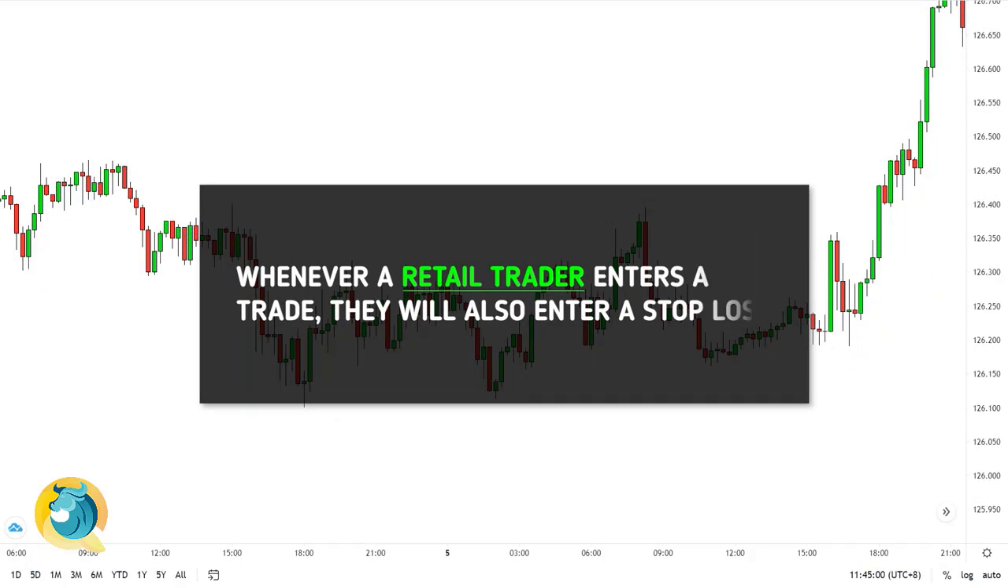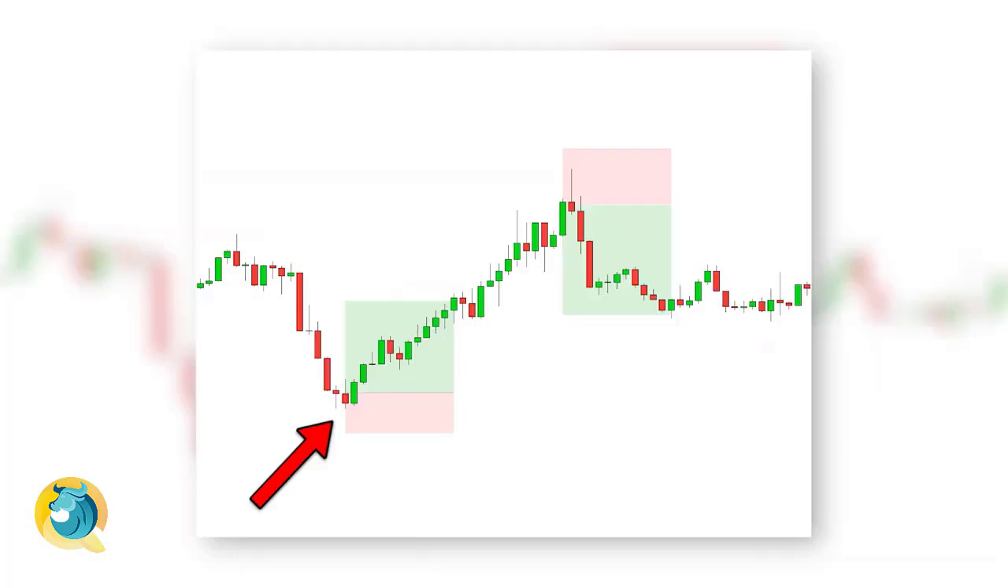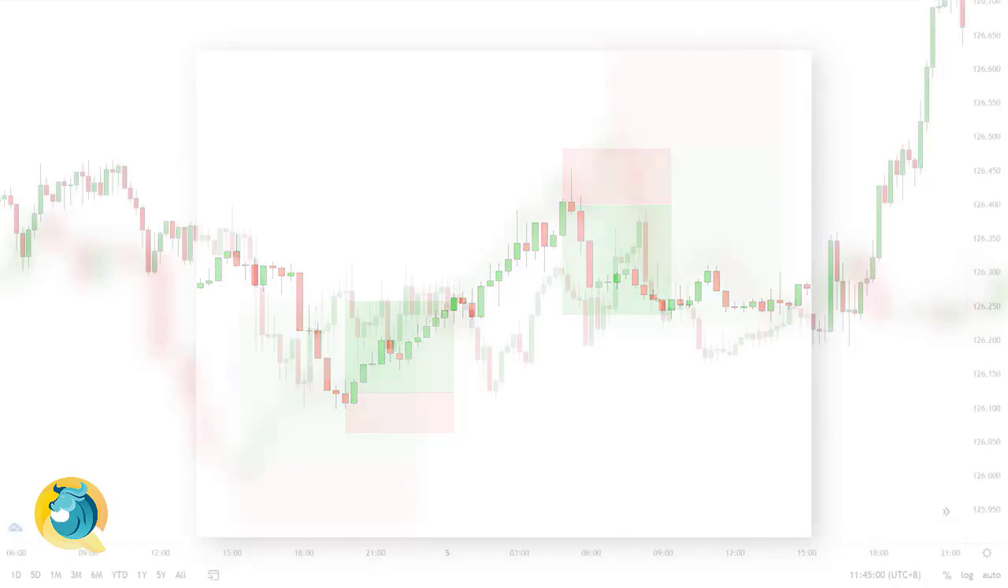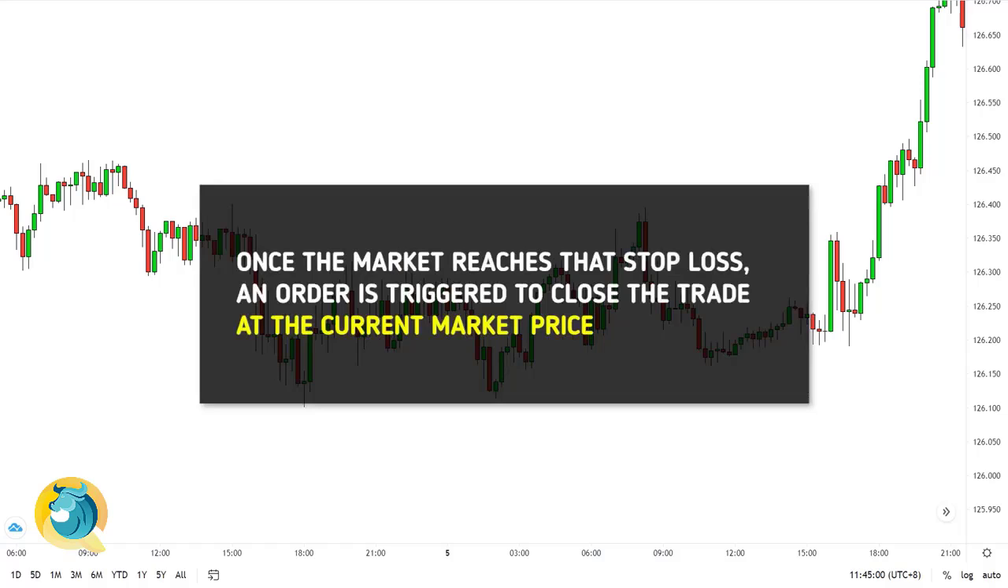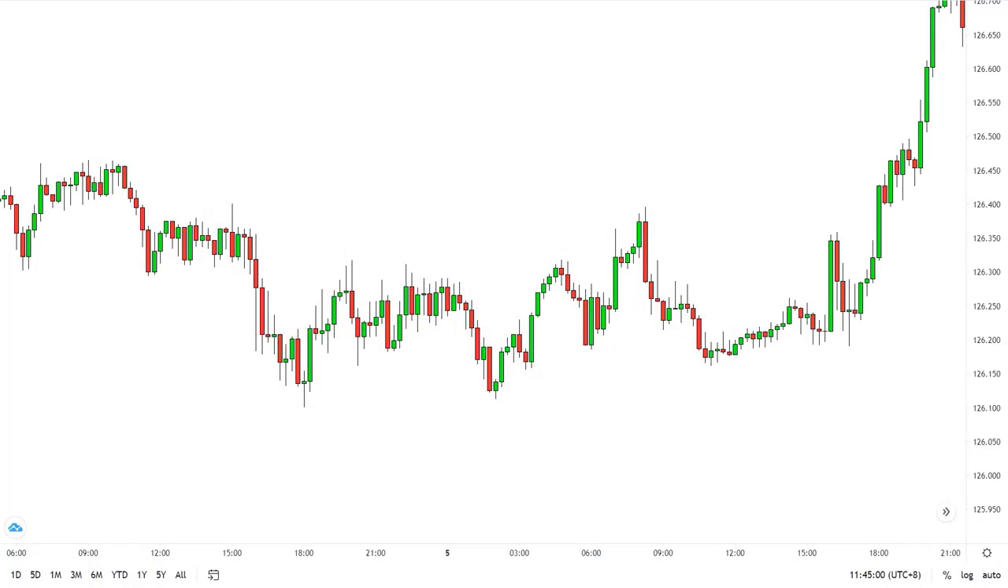So whenever a retail trader enters a trade, they will also enter a stop loss, which is a level that if price hits will take you out of the trade. If a trader enters a buy trade, then they will put their stop loss below current price. And if a trader enters a sell trade, then they will put their stop loss above current price. Now, if I place a buy trade and put my stop loss below current price, what exactly does that stop loss do? Well, once the market reaches that stop loss, an order is triggered to close the trade at the current market price. So when you think about it, a stop loss is nothing more than a future market order.